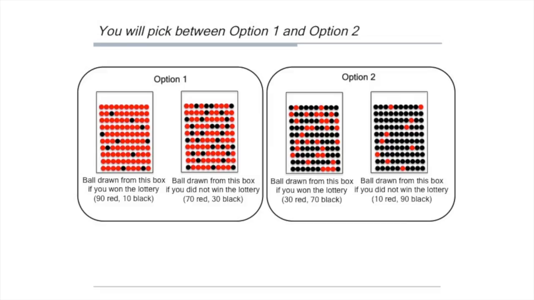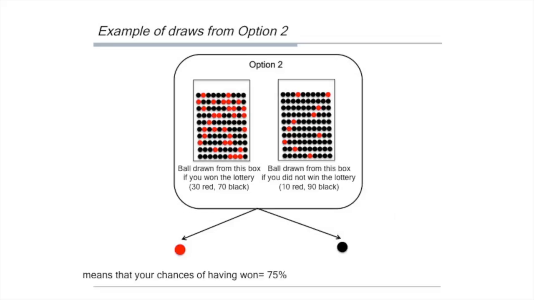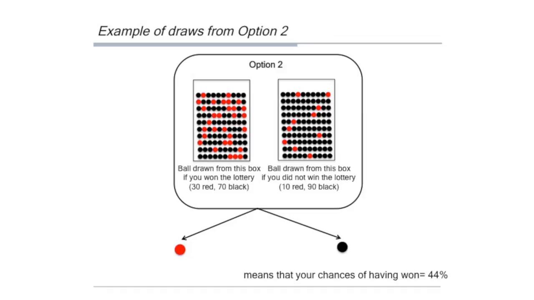Now let's look at option 2 instead. In option 2, you can expect to see a red ball 20% of the time and a black ball 80% of the time. When you observe a red ball, it means that your chances of having won are 75% because there are 3 times as many red balls in the left box than in the right box. When you observe a black ball, it means that the chances of having won are 44% because there are slightly fewer black balls in the left box than in the right box.